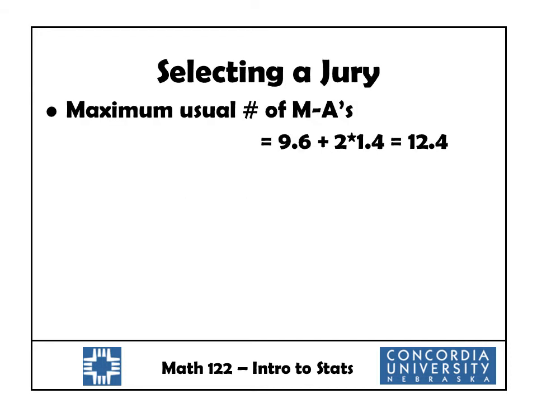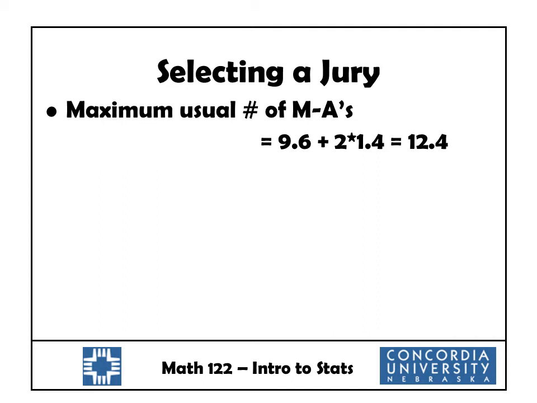So for selecting our jury, the maximum usual number of Mexican Americans would be the mean 9.6 plus 2 times the standard deviation of 1.4, which comes out to be 12.4. So that means that anything greater than 12.4 would be considered unusual.